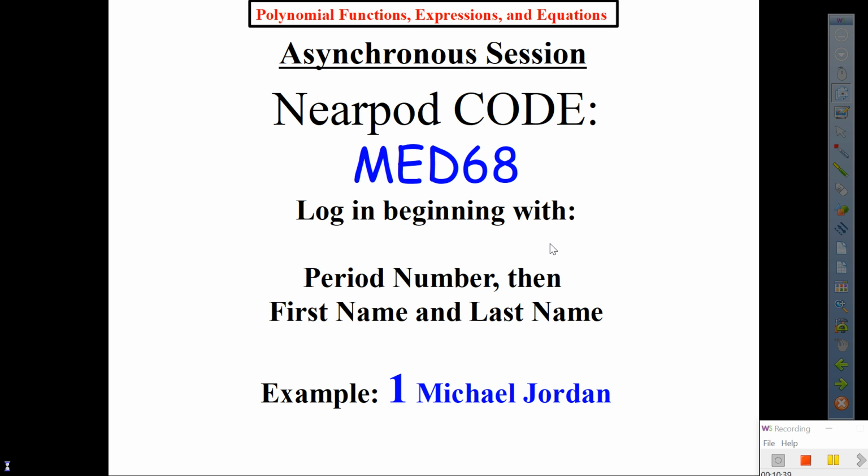Here's the synchronous code, MED68. That's for Nearpod. If you go there, you can get your play sheet for tonight. Okay, PDF. MED68.